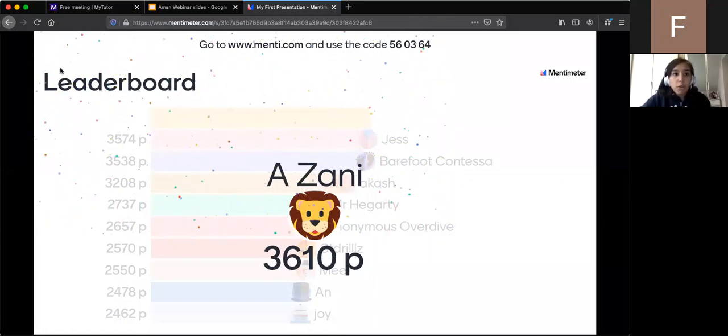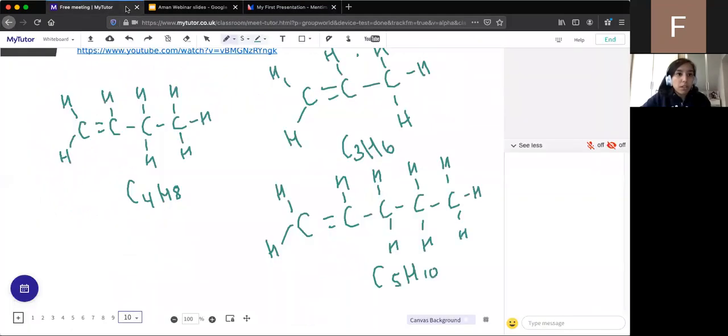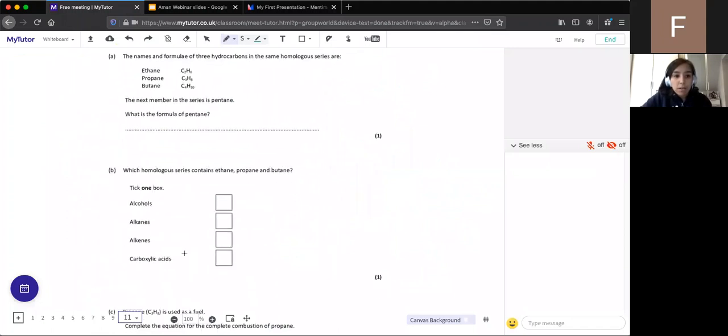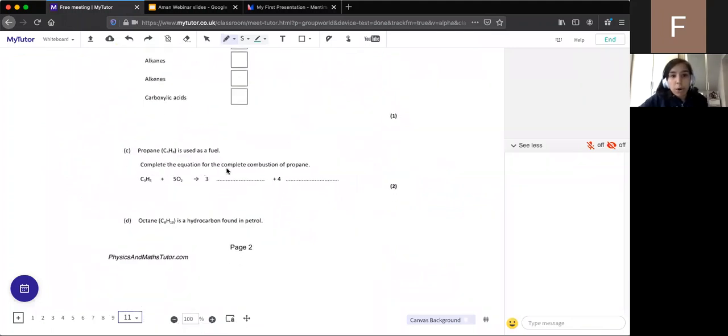Okay, so let me just go back to the lesson. We've probably got time for one exam question, so let's do that. Let's start off here then. Propane is used as a fuel. Complete the equation for the complete combustion of propane.